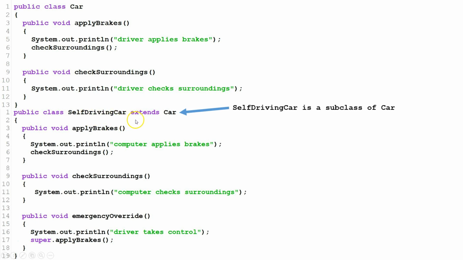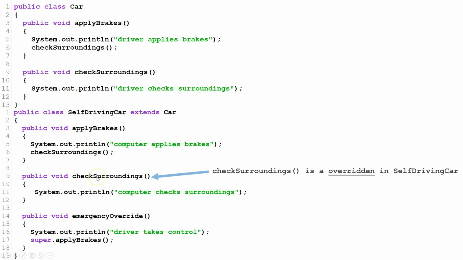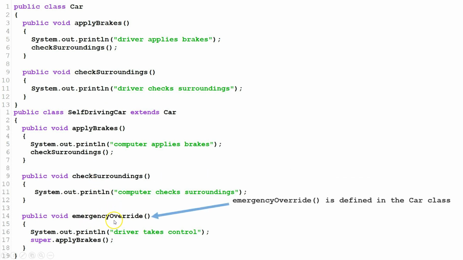SelfDrivingCar is a subclass of Car. Here, instead of inheriting applyBrakes from the superclass, we override it. Here, instead of inheriting checkSurroundings from the superclass, we override it. emergencyOverride is a unique method declared in SelfDrivingCar.